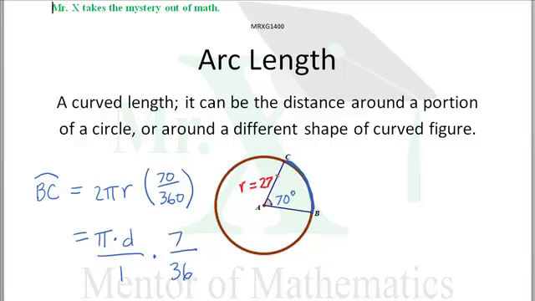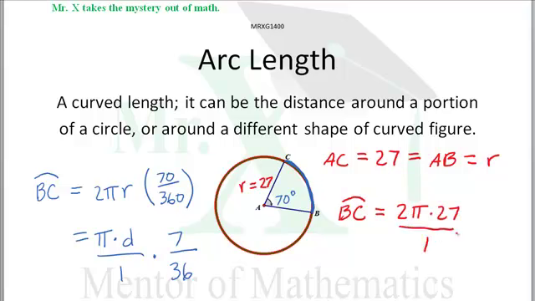So let's do a quick numerical calculation. Let's suppose the radius is 27 units. 27 centimeters, 27 miles, 27 inches, whatever it is, it's 27. So that would mean that AC would be equal to 27, and that would be also the measure of AB. That's our radius. There's a lot of ways we could say that. What is the arc length BC? 2 pi r times 7 over 36. That would be our arc length.